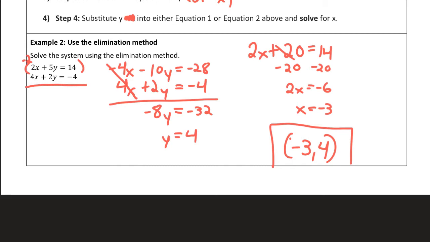And you can honestly check your solutions on Desmos. Graph both of these and see where they cross. That's a good way to check your solutions. I still expect you to show the work, but that's a good way to check your solutions.